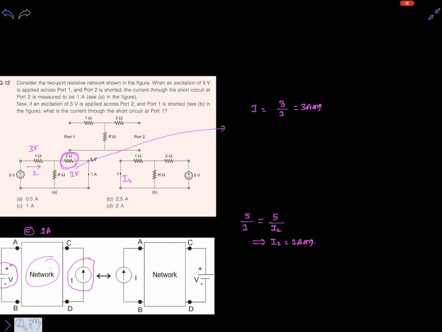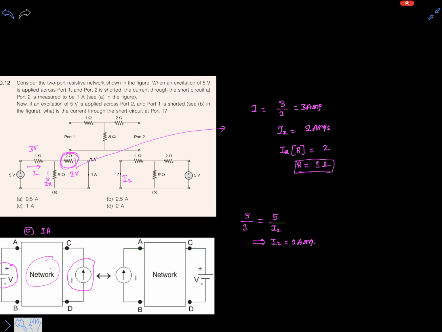Here we can easily tell what the current IX is, which is flowing through the resistance R. That is 2 amps clearly, because 1 amp is flowing in the 2 ohm resistance and the total input current is 3 amps. So the remaining 2 amps will flow through the R ohm resistance. Now we already know that the voltage across R is 2 volts, so R will be 1 ohm.